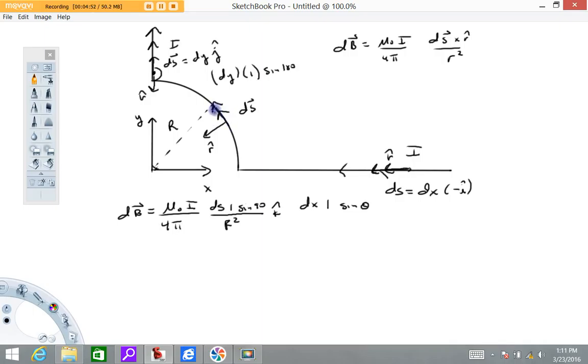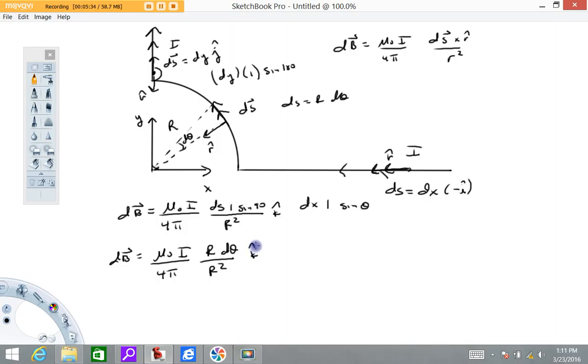All right, now let's talk about this ds. This ds is a little path length here of a circle. So if we look at this small d theta, ds is coming from the idea of a radian. ds is equal to r times d theta, as long as theta is in radians. So we can go ahead and write dB equals mu sub 0 I over 4 pi, times ds, which is r d theta, times 1 times sine theta, which is also 1, over r squared. And that's in the k direction.